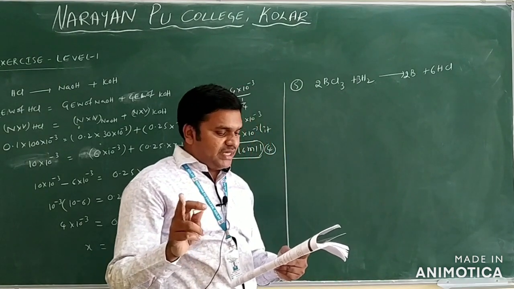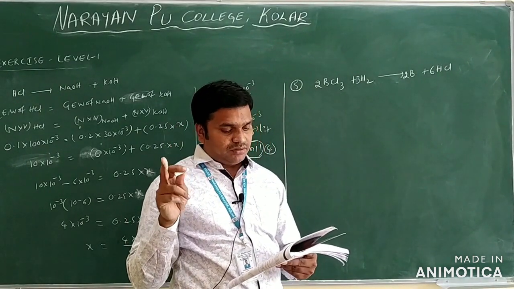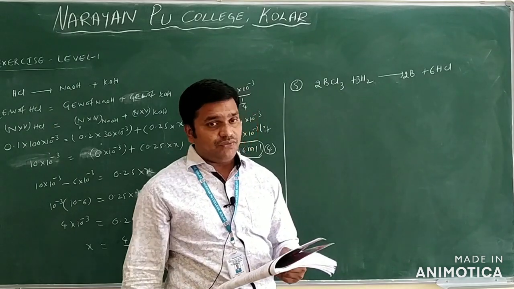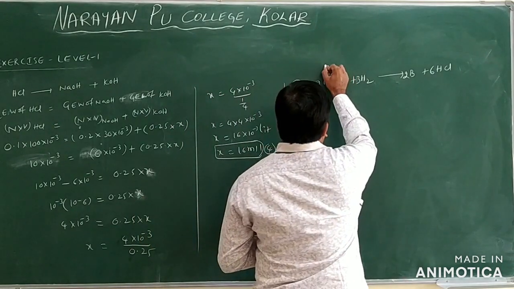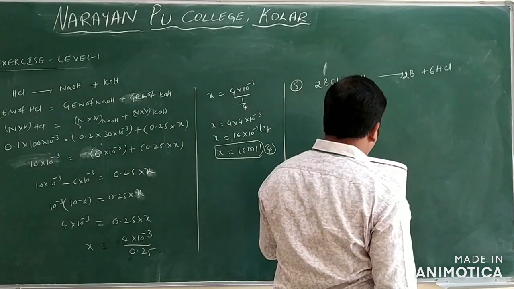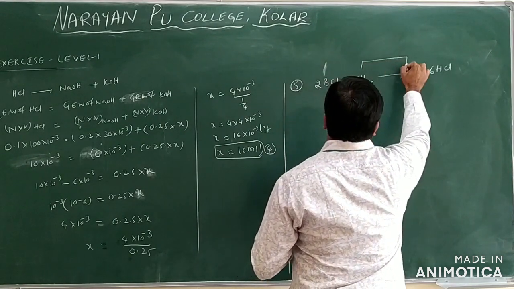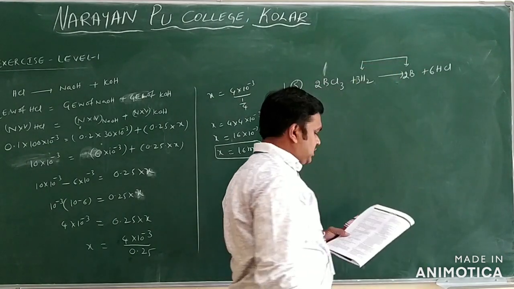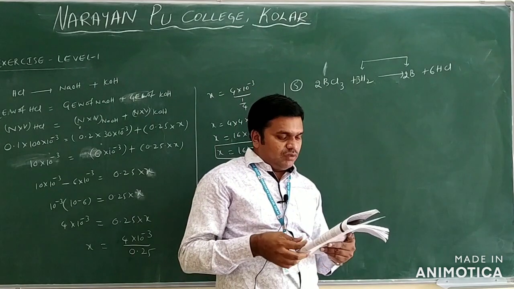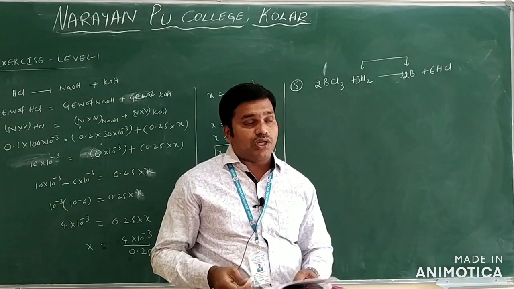What they are asking here? The volume of hydrogen gas is required for 21.6 grams of elemental boron only. So they are asking hydrogen gas and one more, what? Elemental boron only. These two they are asking only. We have to find out the volume of the hydrogen gas by taking 21.6 grams of the boron only.